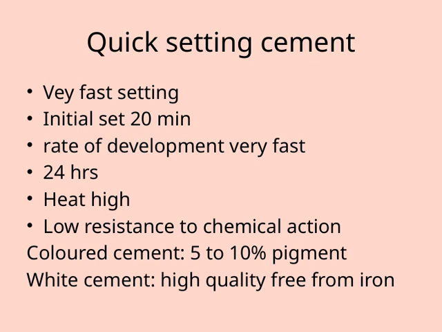Now, regarding the options for coloring, colored cement usually contains about 5 to 10% pigment, which provides vibrant and durable colors. On the other hand, white cement is of high quality and free from iron, making it ideal for applications where a pure, bright finish is desired. Overall, quick setting cement is a powerful tool for fast-paced projects, but it's important to weigh its rapid setting properties against potential limitations like heat generation and chemical resistance.